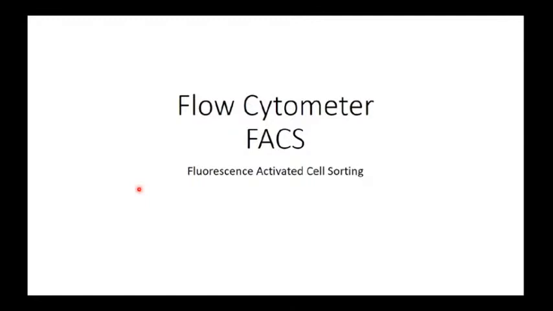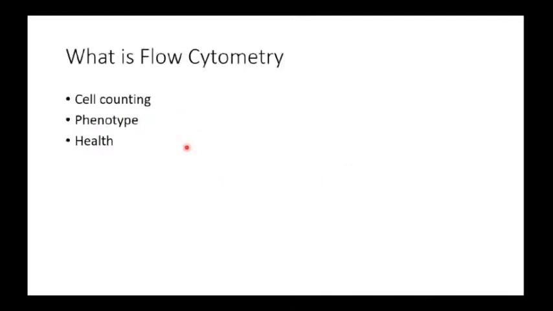A very interesting mechanism called the flow cytometer and FACS. Actually, I did 2 videos. In this video I'm going to talk specifically about the flow cytometer, and in the next video I'm going to talk about the FACS mechanism, fluorescence activated cell sorting. Let's start with the flow cytometer. A flow cytometer is a cell counting mechanism. It's used to count the cells and to analyze the phenotype and the health of the cells.